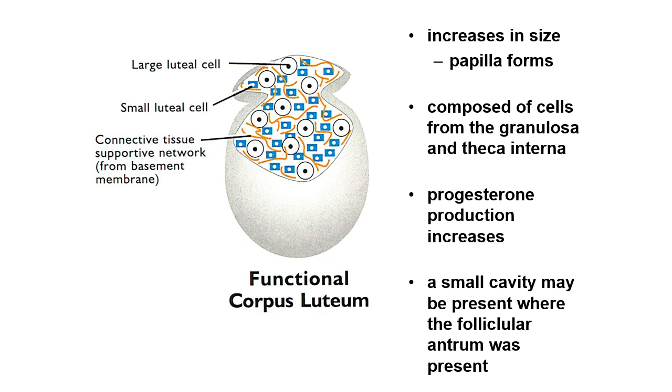The next phase is the formation of the functional CL, or the corpus luteum. As the cells intermix, the CL will increase in size. We also have the formation of the large luteal cells and the small luteal cells. Take note that the large luteal cells were derived from the granulosa cells, and the small luteal cells were derived from the theca cells. Because this is the functional CL, there is already an increase in the production of P4, and a small cavity may also be present where the follicular antrum was present.